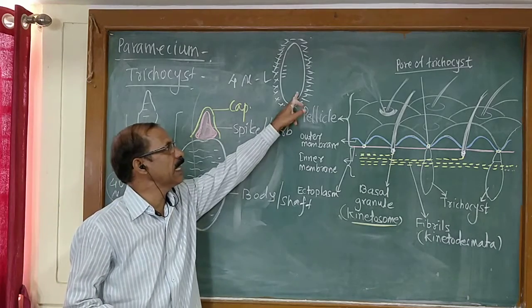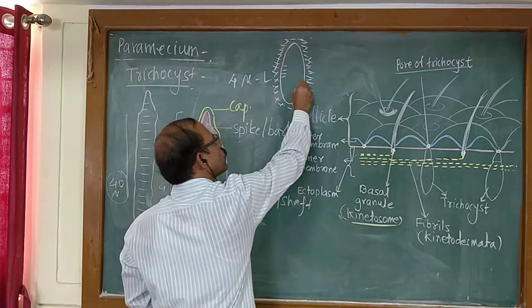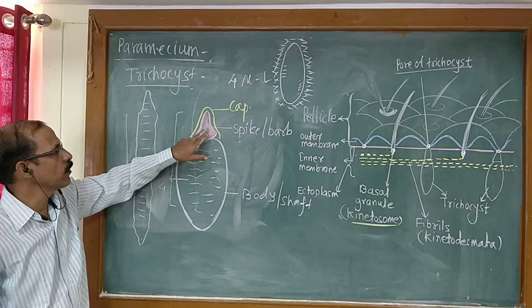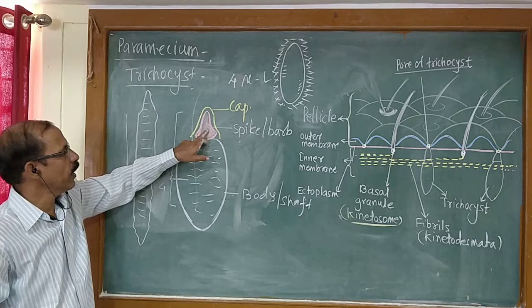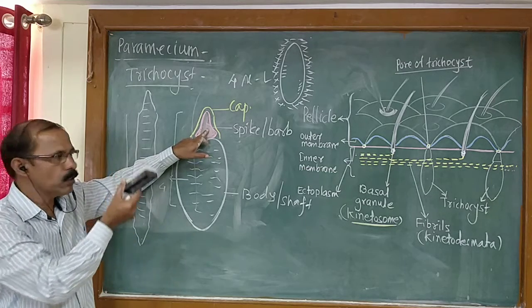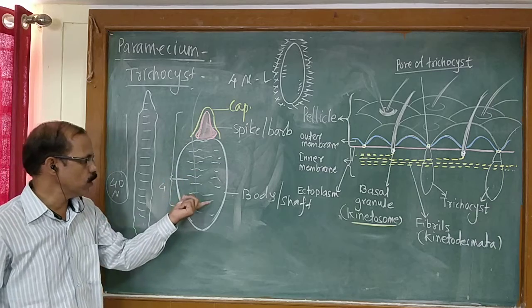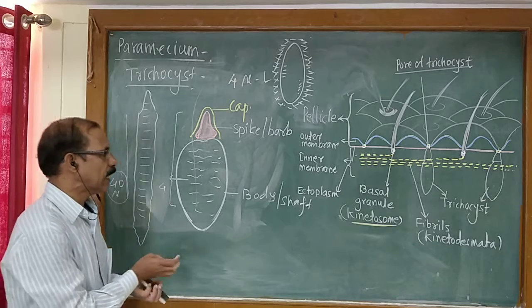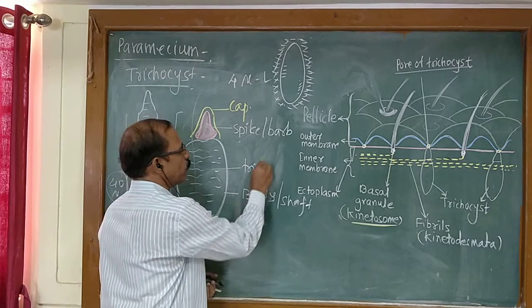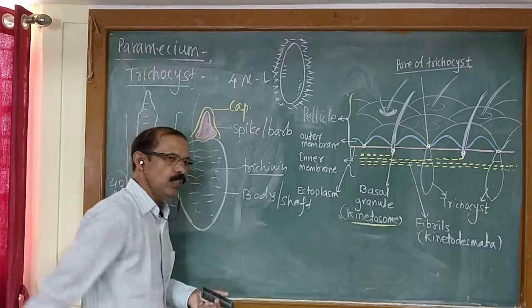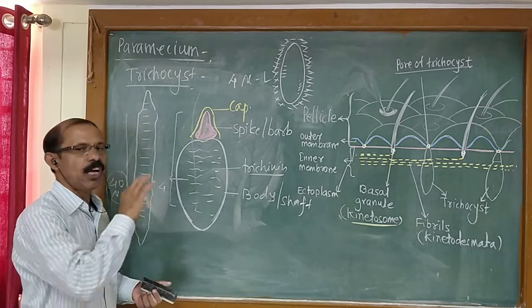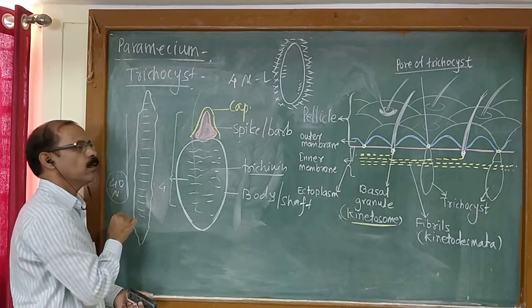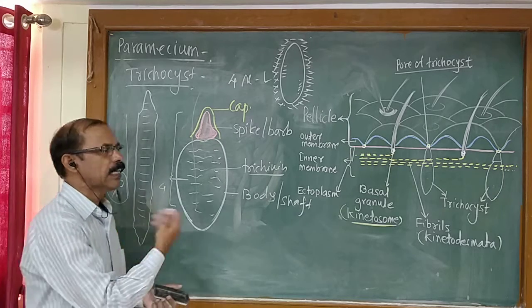Look once again: trichocyst is a minute carrot-shaped, spindle-shaped body present below the pellicle. Each trichocyst consists of a body or shaft present toward the endoplasm, and a spike or bar present toward the pellicle, covered by a cap. The body or shaft is filled with a refractive, dense-like fluid called trichinin. When paramecium discharges the trichocyst, it becomes needle-like, thread-like, near about 40 micron in length.